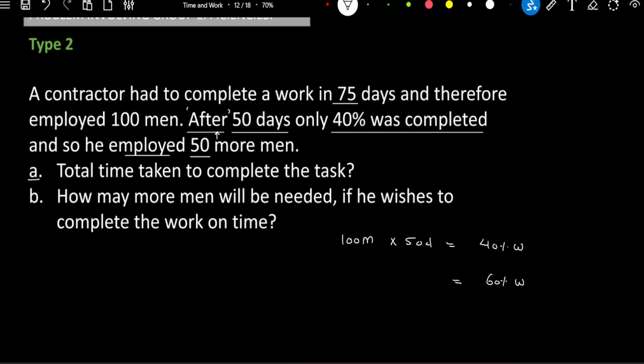See, 100 men were already working. So if I introduce 50 more men, the number of men will be 150. Let us find in how many days this remaining work, 60% of work, will be completed.